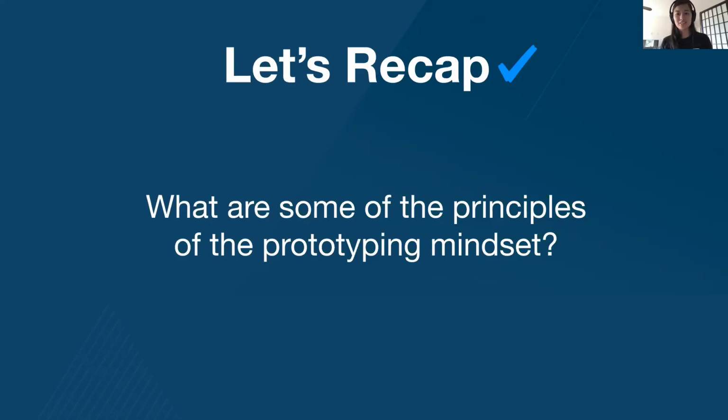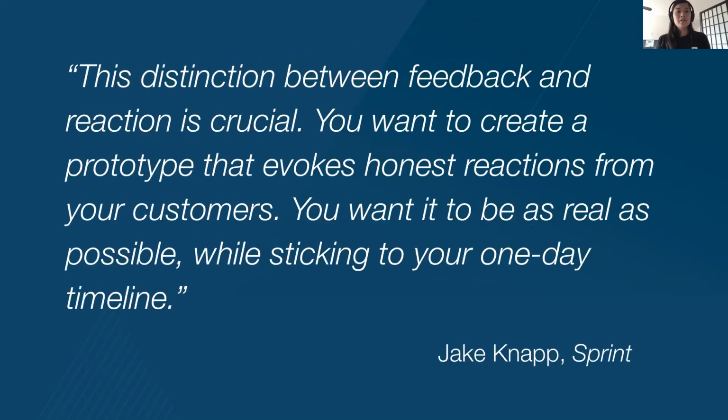All right. So let's move on to the next piece. In the book, Jake Knapp says the distinction between feedback and reaction is crucial. You want to create a prototype that evokes honest reactions from your customers. You want it to be as real as possible while sticking to your 1-day timeline. Basically, what he's trying to say here is being able to see how your customers respond to your prototype is going to give you a better sense of how someone in the real world will interact with it.